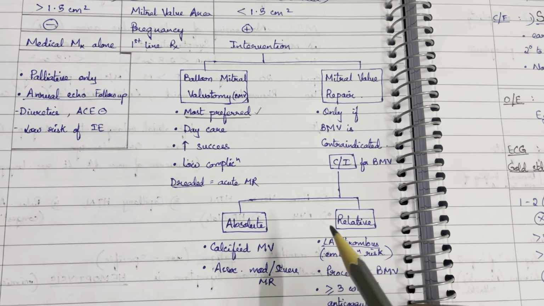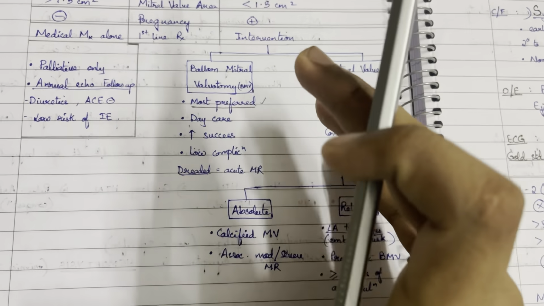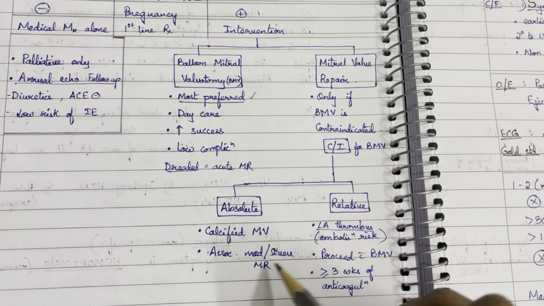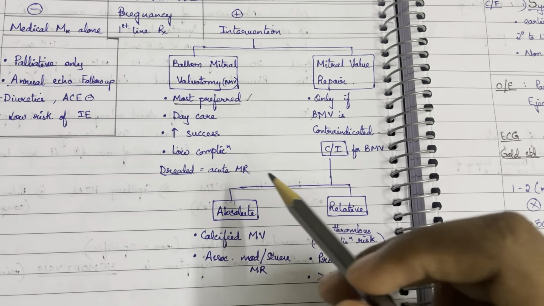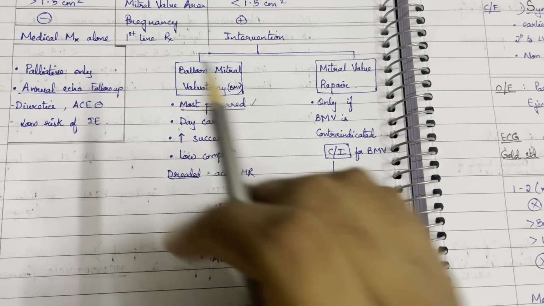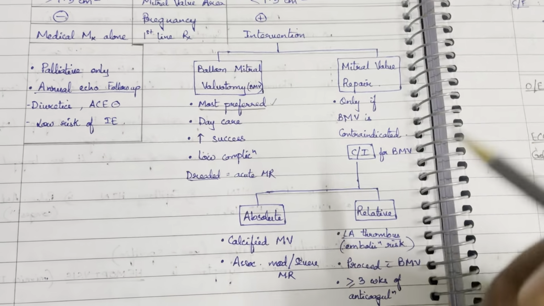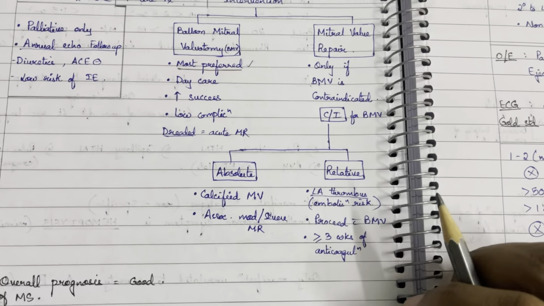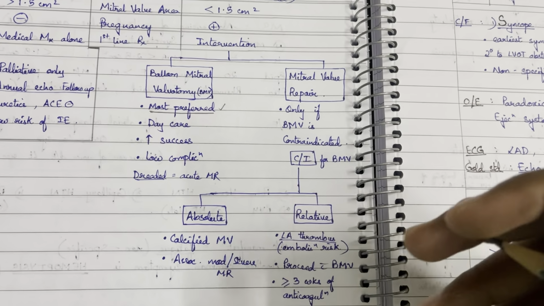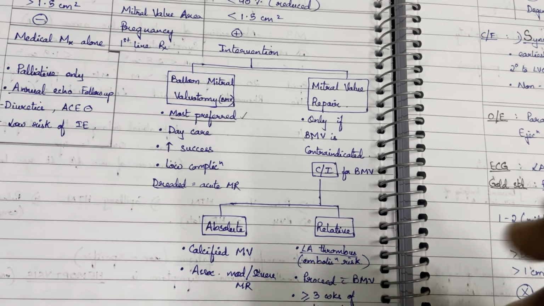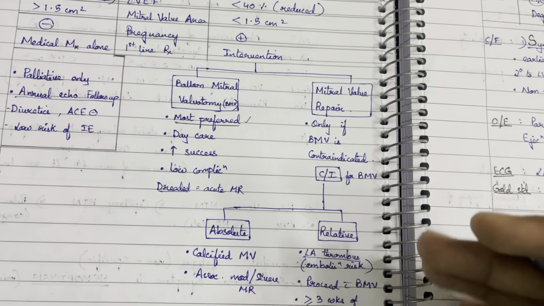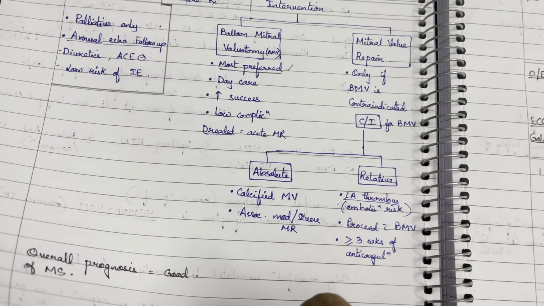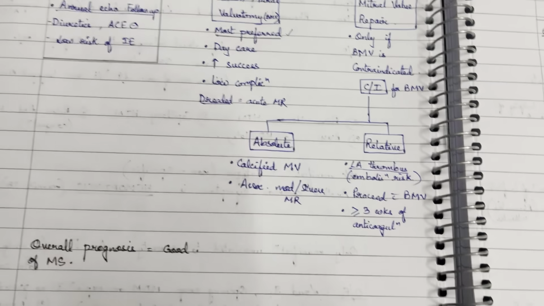When is it contraindicated? See, if it is absolutely calcified and there is severe associated mitral regurgitation along with the stenosis, you will not do balloon valvotomy at all, because the risk itself is acute MR. Then relative, again, if there's a thrombus within the left atrium, you will not do it. So before doing this procedure, you will do transesophageal echo and look for any clot. Okay, so overall prognosis is good. So we'll look at the same thing in the textbook.